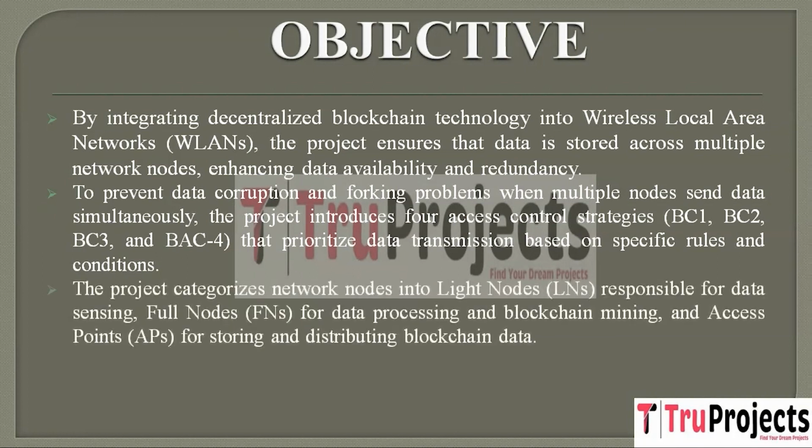The project categorizes network nodes into distinct roles: light nodes, LNs, full nodes, FNs, and access points, APs. Light nodes are responsible for data sensing, collecting information from the environment. FNs process and mine the collected data into blockchain storage blocks, enhancing data security and reliability. And APs serve as central nodes responsible for storing and distributing blockchain data to ensure its availability across the network.